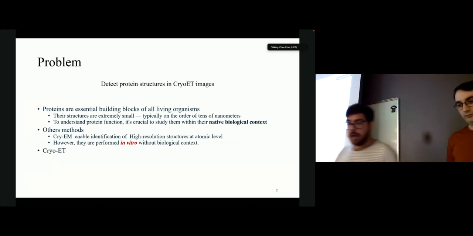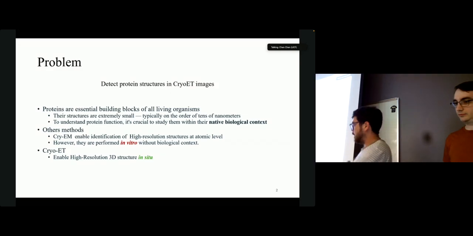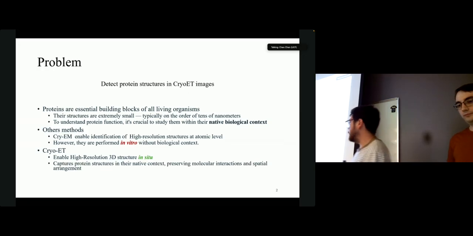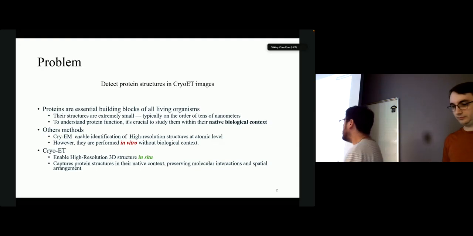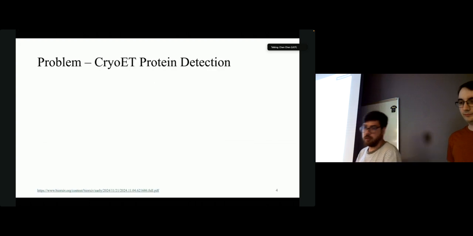Cryo-ET allows high-resolution structure, but also in situ, which basically means with the actual sample with the biological organism. I'm not a biology expert, but in situ means we have the actual context. This is a big thing in science and medicine, because they can study the protein in its actual context. Now, I will explain a little bit more about how this is tracked.